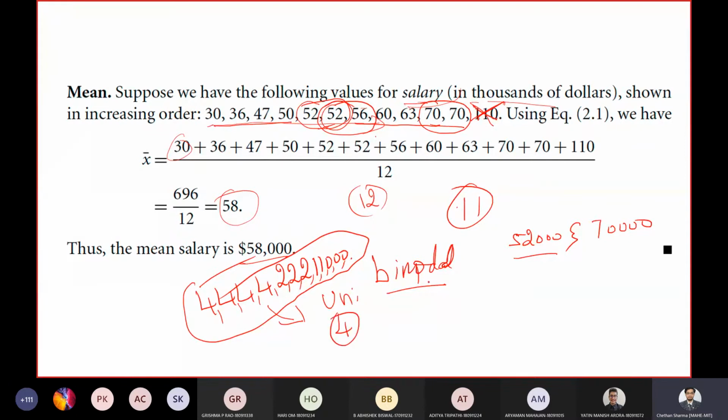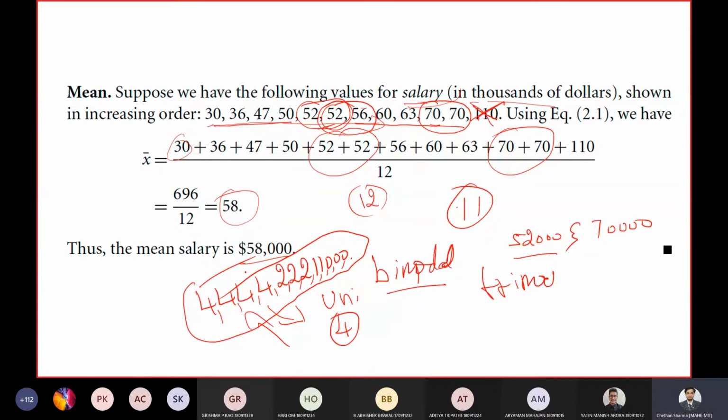So there are multiple types of mode. This earlier data set is bimodal because there are two values which are repeated twice, which is the maximum number of times. This one is unimodal because only one number is repeated the maximum number of times. Then there might be a trimodal data set also.